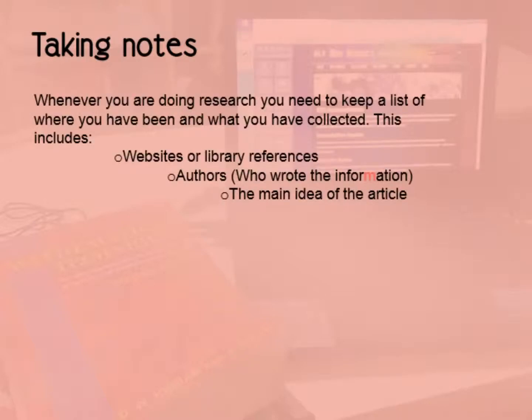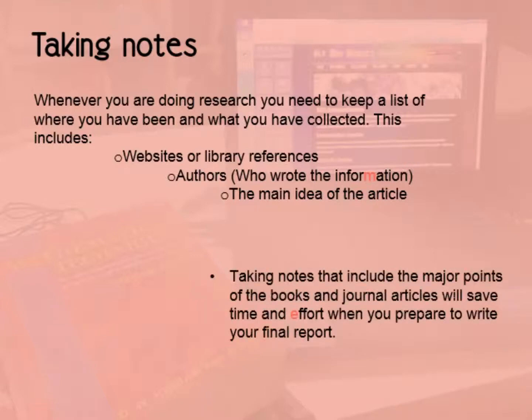So you must take notes so that you know where you've been. Whenever you're doing research, you need to keep a list of where you've been and what you've collected. And this includes websites or references if you're in a paper library, authors who wrote it, which is the source, and the main idea of the article. Why did you record this particular reference? Why did you write this one down?